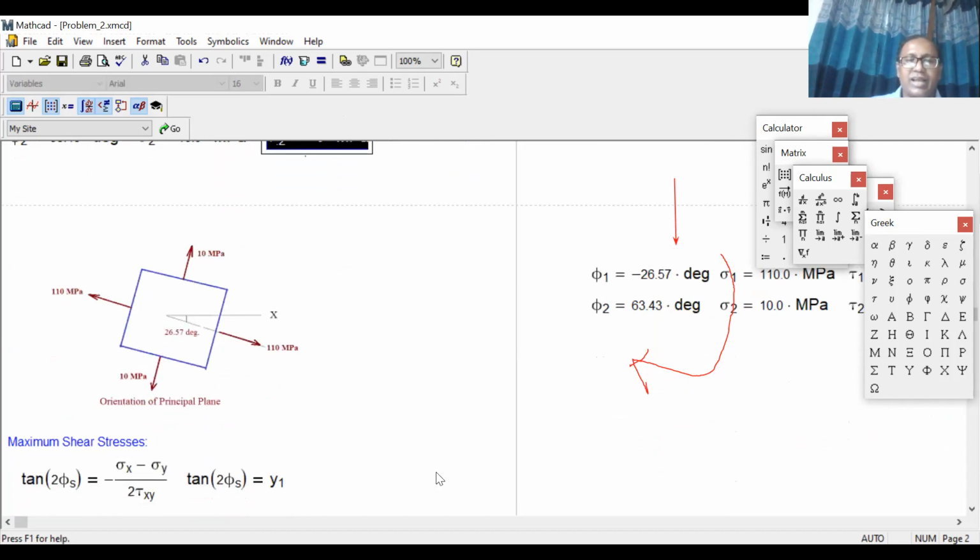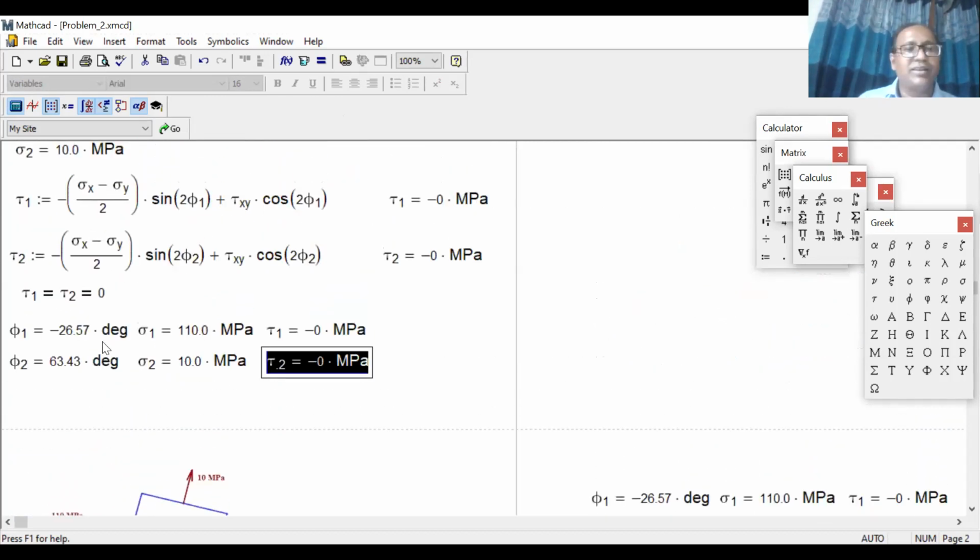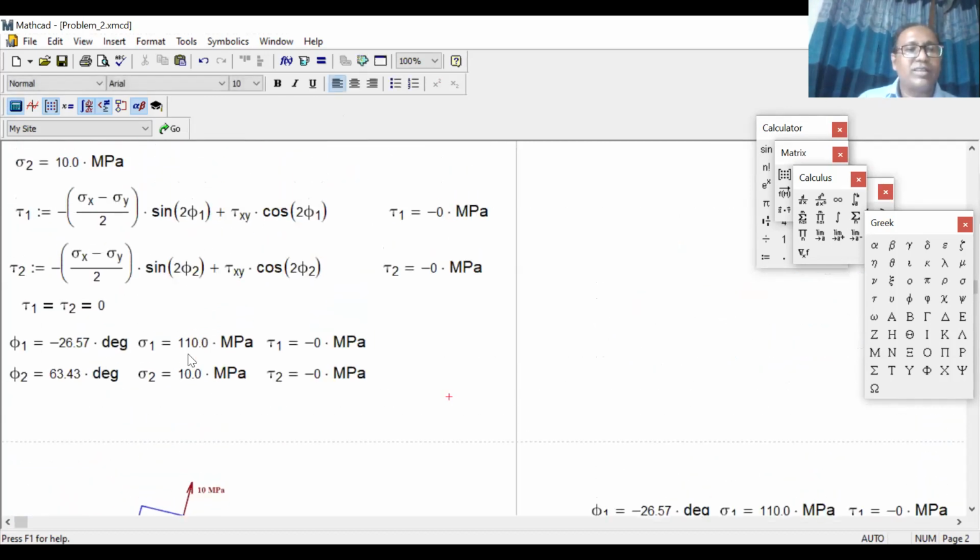Now, this result, you need to represent graphically. How can you put it? That is called orientation of the element or direction of the element. Very simple. Okay, this is my result. I like to draw the orientation of the element on the right hand side. So how can we draw it?